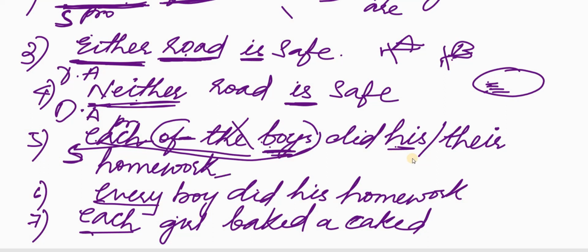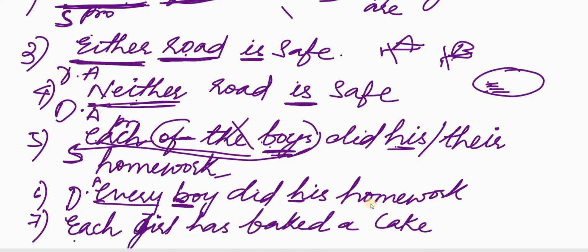In the next example, every boy did his homework. Every boy, you are referring to all the boys in a general way, all the boys did. But since you are referring to all the boys individually, you use a singular pronoun. Every boy did his homework. Every here is a distributive adjective. It is not a distributive pronoun. Why? Because there is boy immediately after the word every, and you don't write nouns immediately after a pronoun.